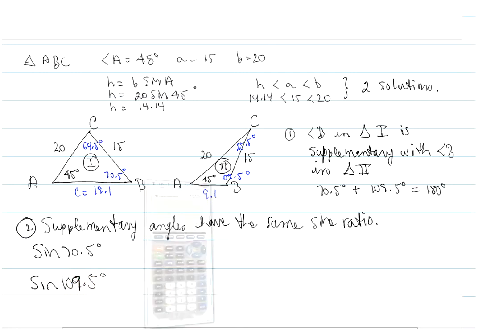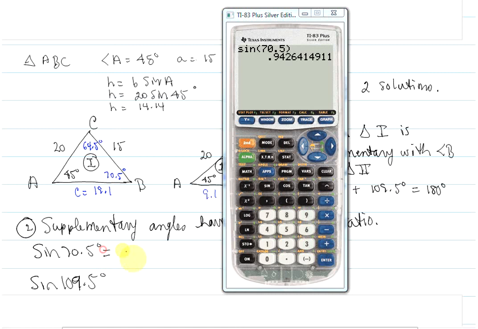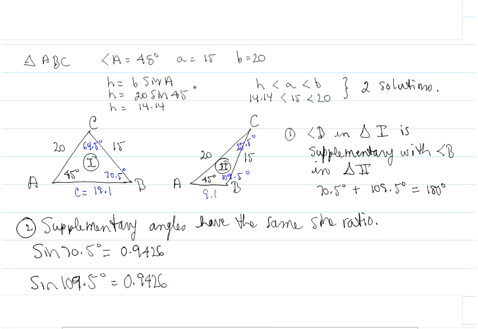So let's check that out on our calculator. Okay, so sine of 70.5 is 0.9426, and sine of 109.5 is, look at that, 0.9426. Okay, so that's another observation that you can make with these two triangles.